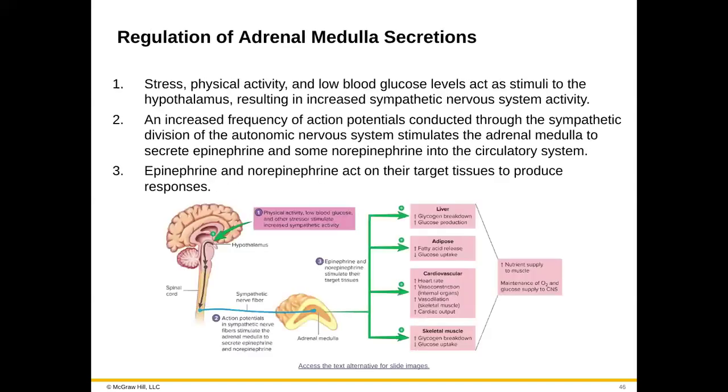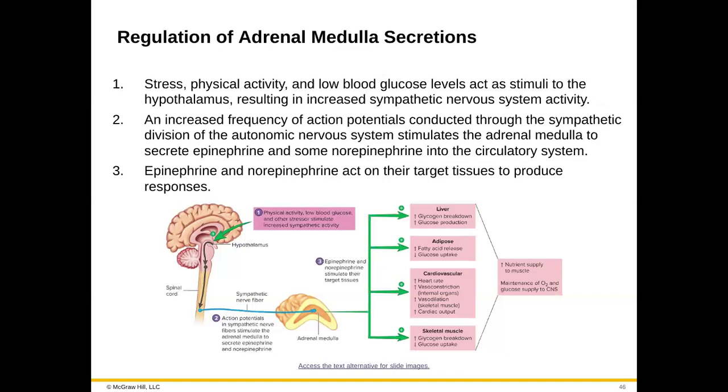So we do have a regulation process of these adrenal medulla secretions. Like we had said, anything that's stress, extreme physical activity, even things such as low blood glucose levels can act as a stimulus to the hypothalamus, which will then result in an increased sympathetic nervous system response.